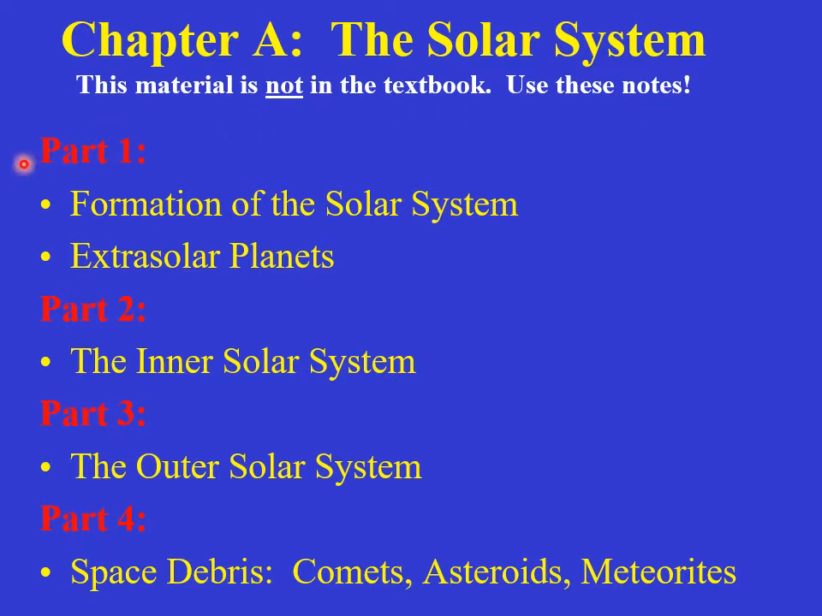So this chapter A on the solar system is broken up into four parts. Part one, which we will do right now, is on the formation of the solar system and extrasolar planets. Part two is on the inner solar system. Part three, the outer solar system. And part four is on what is called space debris, and that is comets, asteroids, and meteorites.